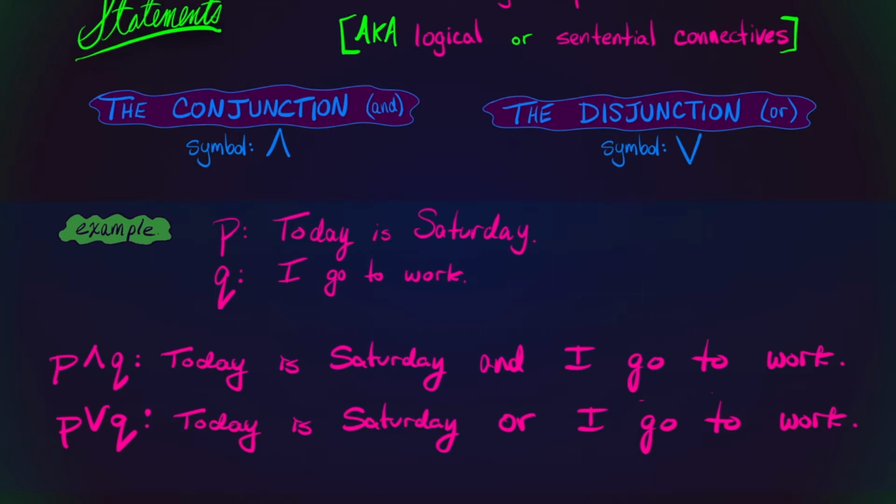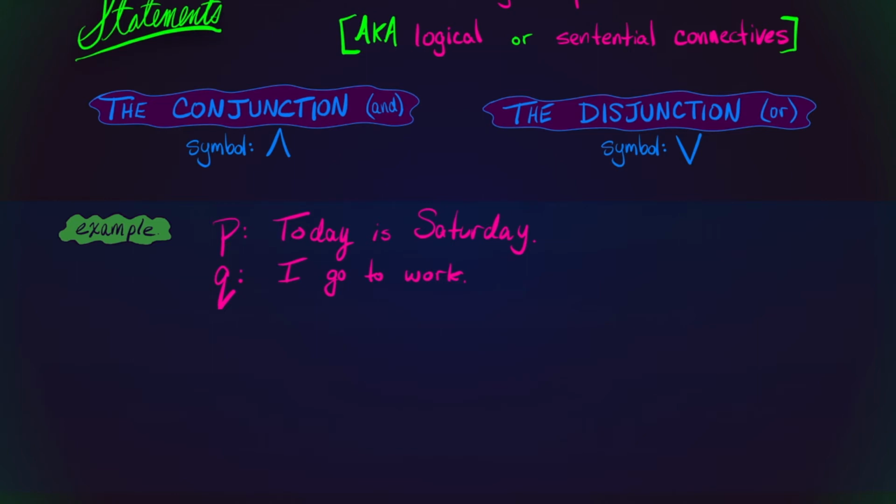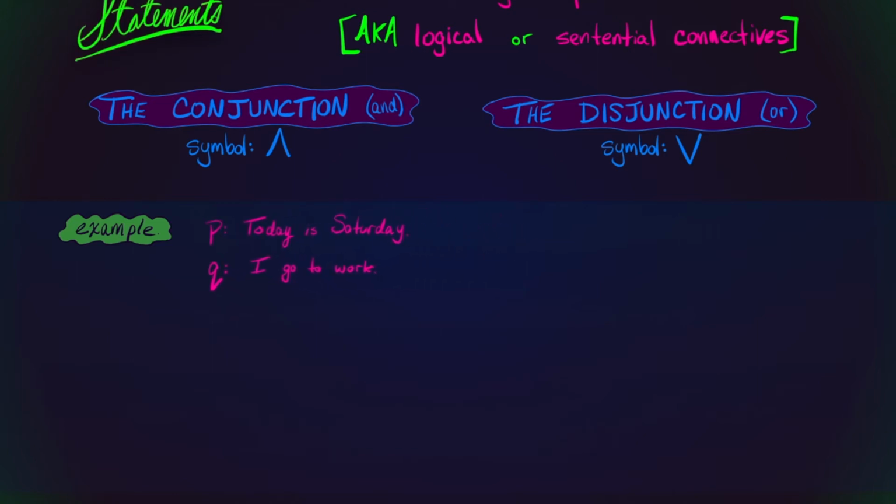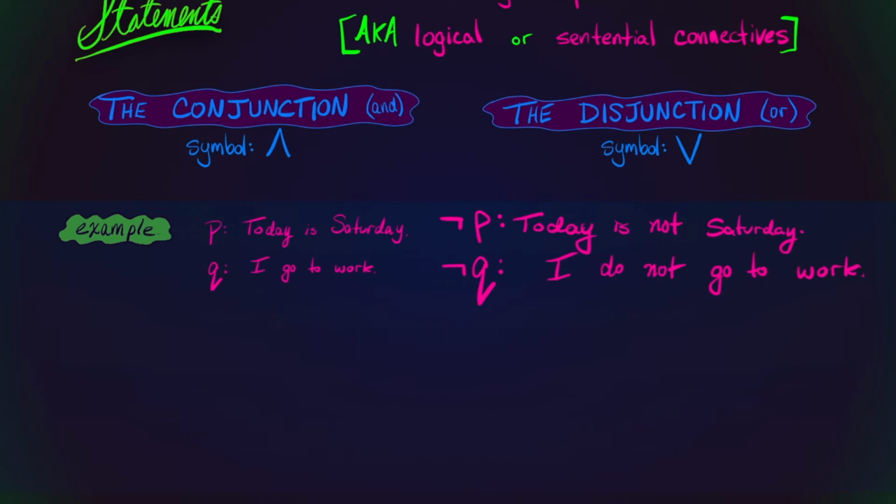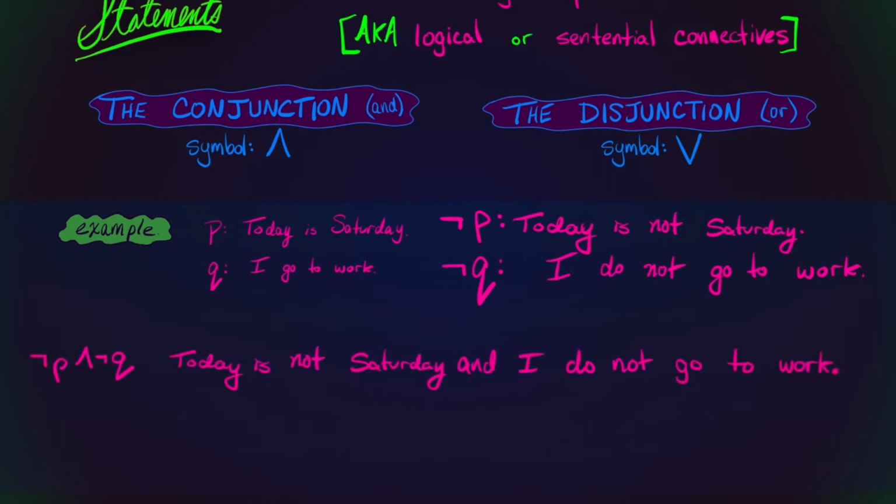And we could naturally bring in the negations to these. So not P, today is not Saturday, and not Q, I do not go to work. So just as an example, not P and not Q, today is not Saturday, and I do not go to work.